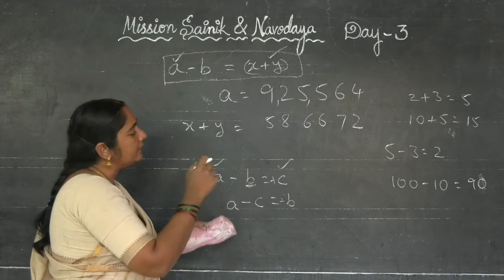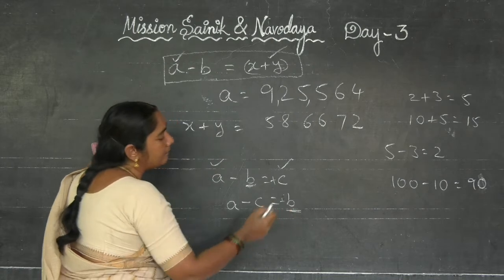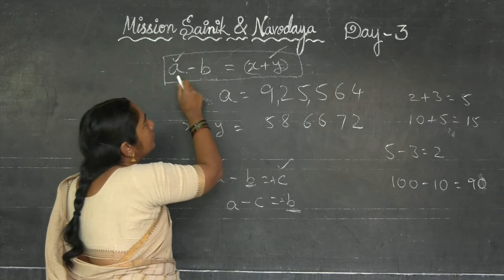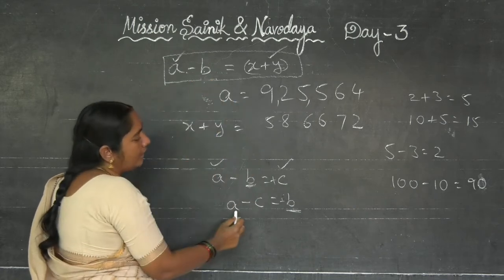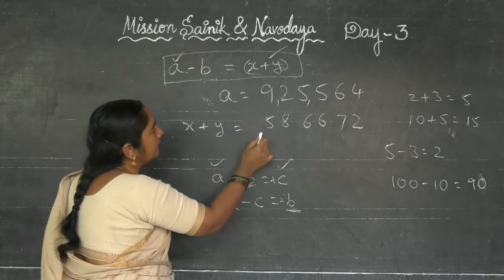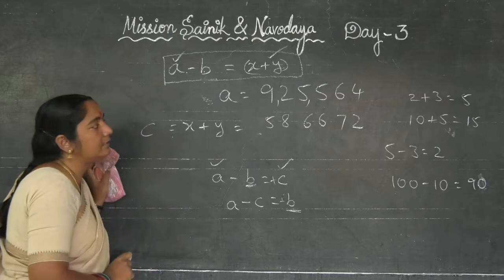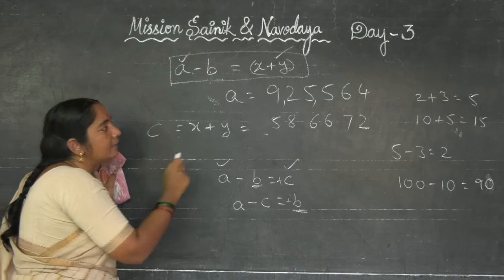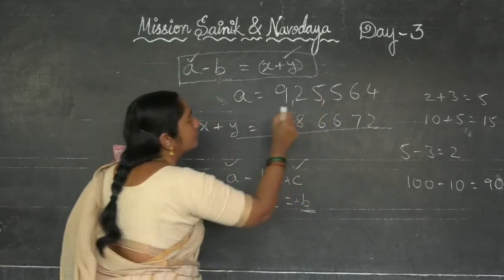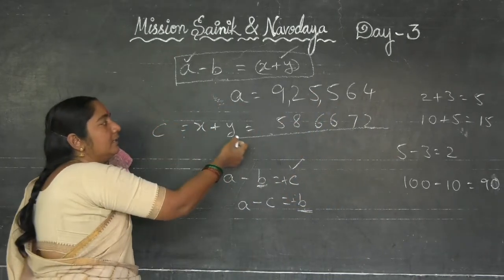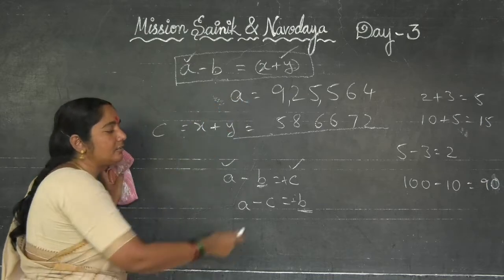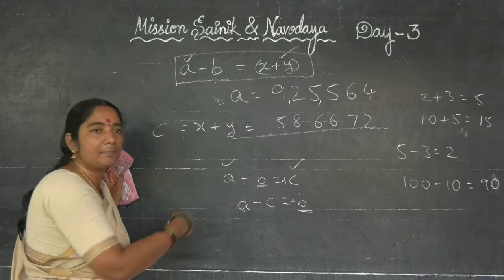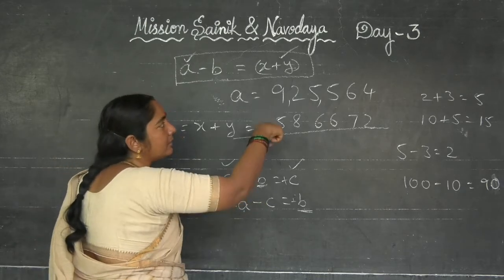Now my dear friends, in this particular case I want b. So what should I do now? A minus c. This is nothing but c. Let me take that c. So what should I do now? A minus c means I have to subtract these two. I have to subtract c from a. B is nothing but equal to subtracting c from a. Now I have to subtract these two.